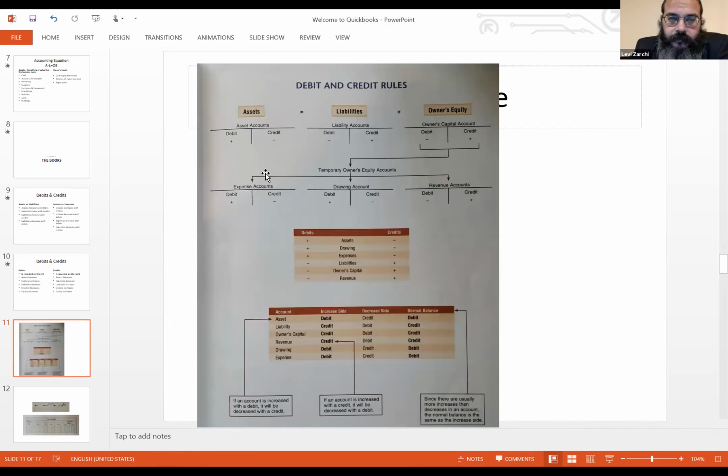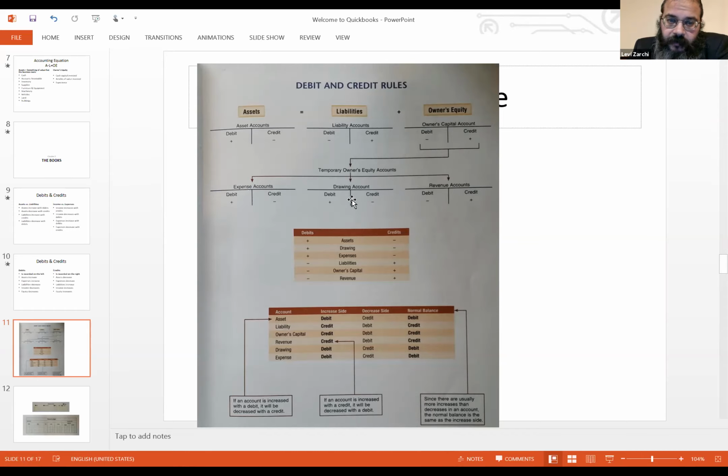Okay, so you can either think of it as debits are left and credits are right, or because assets are on the left side, it goes up on the left side, and then liabilities and equity on the right side go up on the right side. Revenue brings your equity up, so it matches. The debits and credits match. Since expenses bring your value down, it goes down on the opposite side of owner's equity.